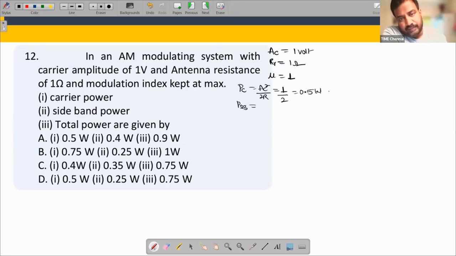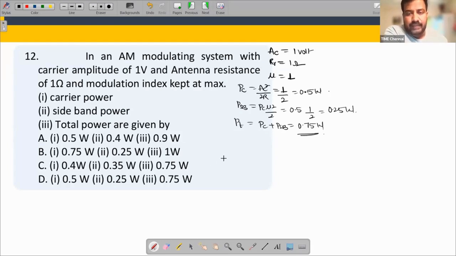Sideband power, Pc into mu square by 2, that's 0.25 watt. Total power, carrier power plus sideband power, 0.75 watt. This is one way.